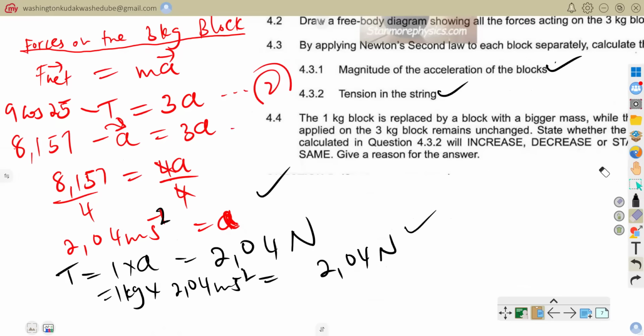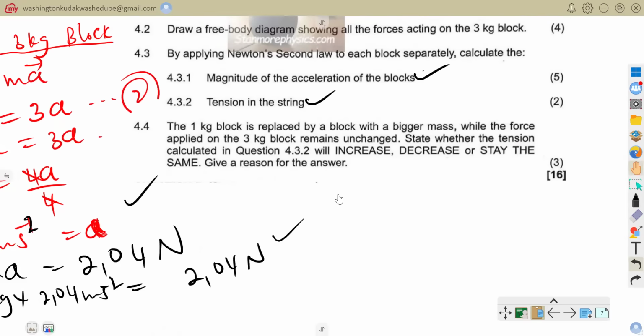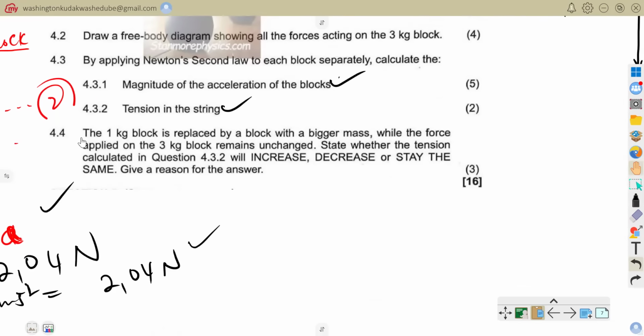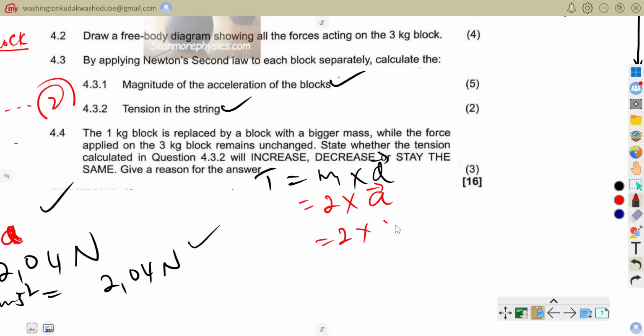Now let's see what 4.4 is saying. 4.4 is now saying the 1 kg block is replaced by a block with a bigger mass, while the force applied on the 3 kg block remains unchanged. Say whether the tension calculated in 4.3.2 will increase, decrease, or stay the same. We say that tension is equal to the mass of that 1 kg block times the acceleration. The acceleration remains the same. So now what is changing is the mass. If the mass becomes bigger, let's say we now have 2 kg, it will be 2 times a, so 2 times 2.04.